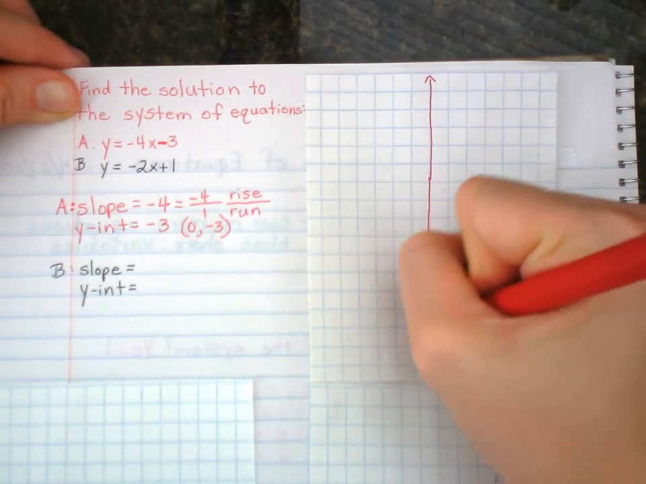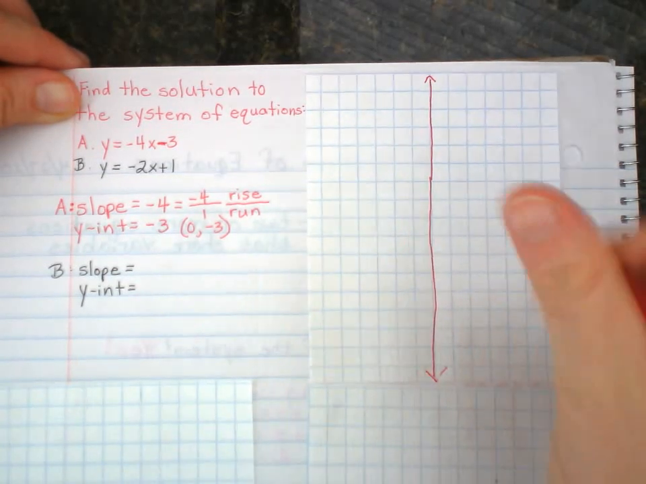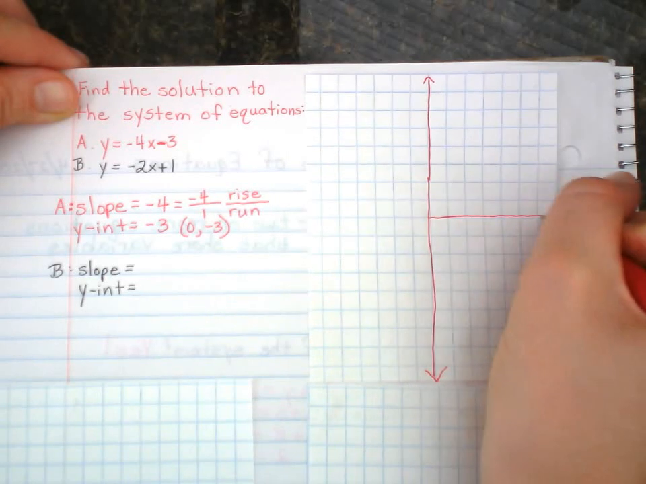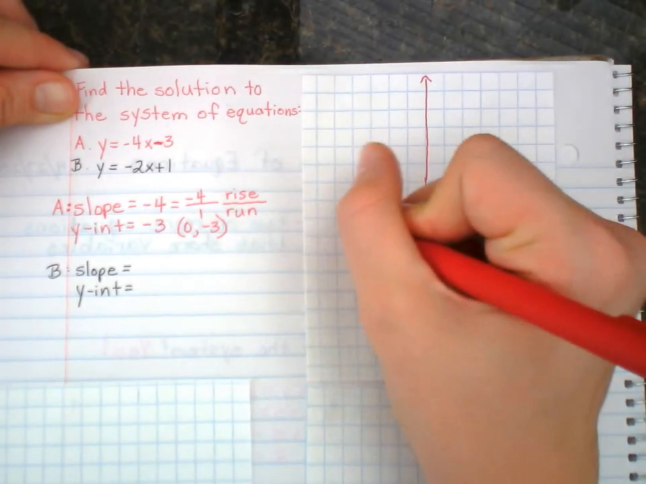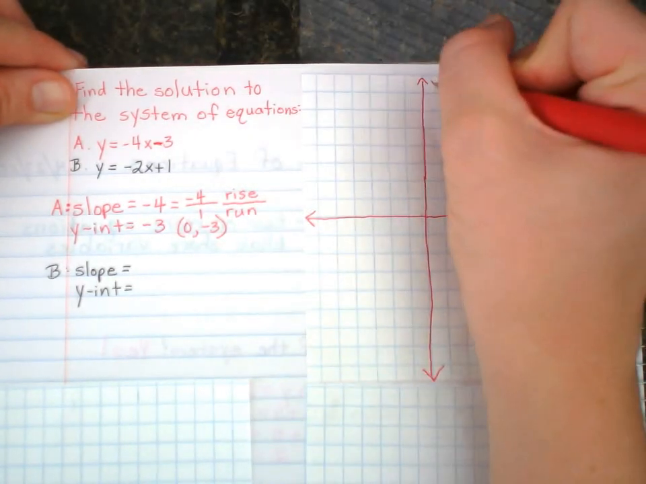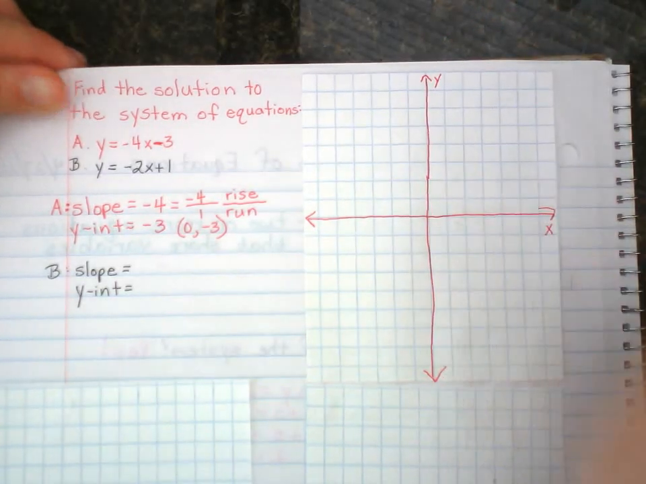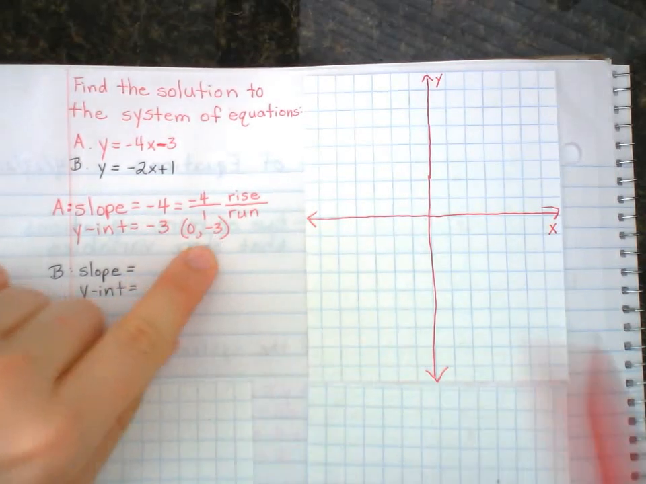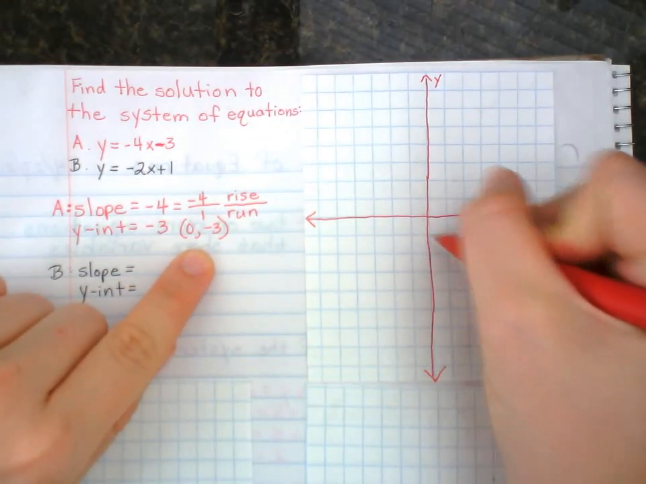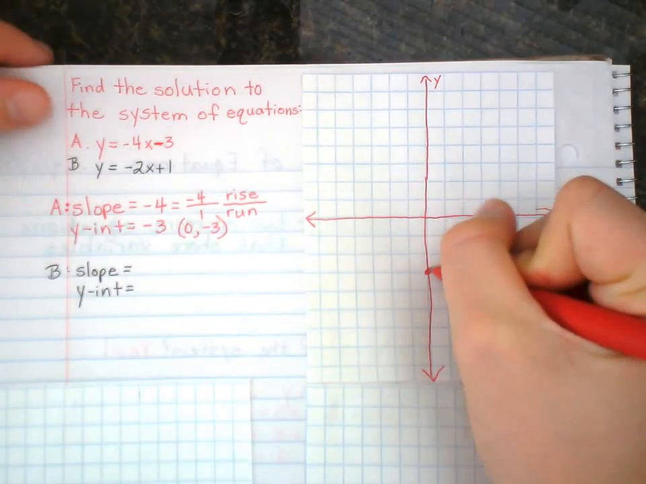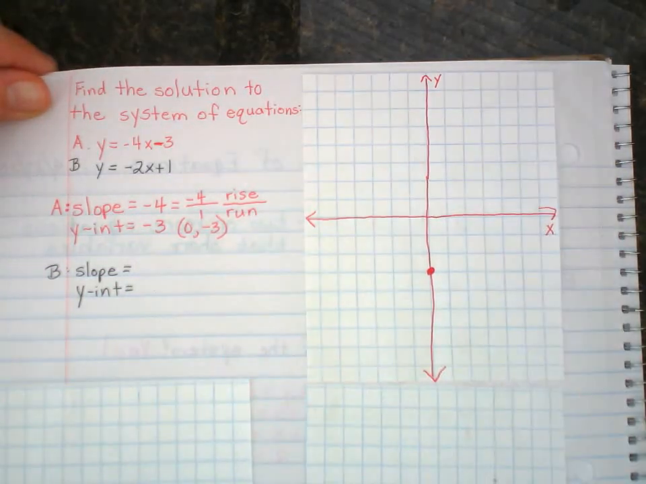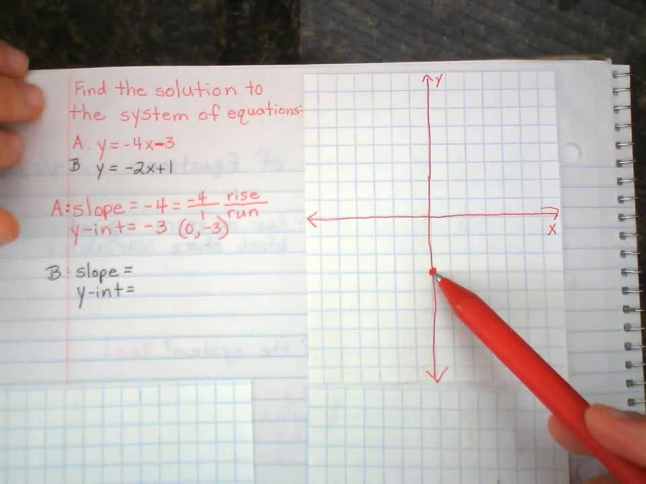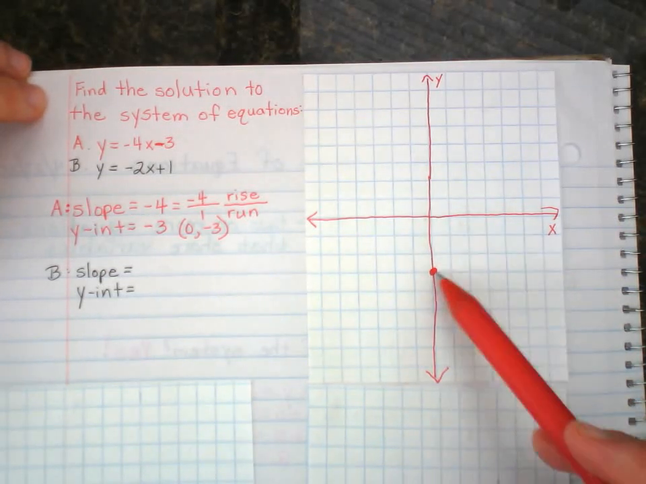So draw your y-axis. Draw your x-axis. So first you start with the y-intercept, the negative 3. It's at 0, negative 3. We're on the y-axis at negative 3. 1, 2, 3. That's the first step. Then you follow the slope from the y-intercept, not from the origin, not from 0, 0, from the y-intercept.